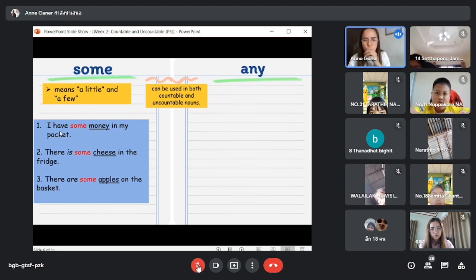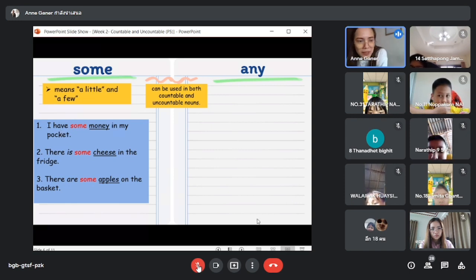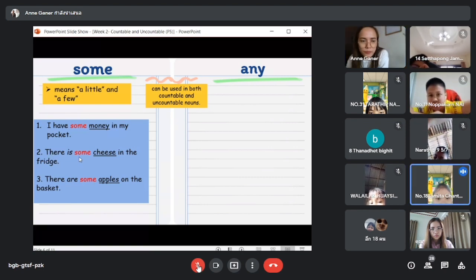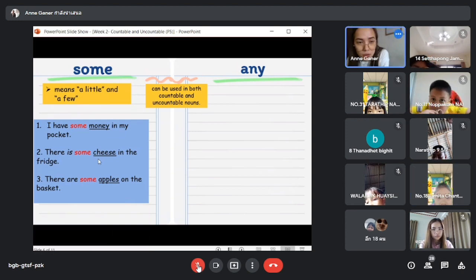Okay, number two. Who wants to read example number two? Samita, read example number two. There is some cheese in the fridge. Okay, what is the noun? Cheese. Countable, uncountable? Uncountable. Now, when you use there is, you will use, what is this one?